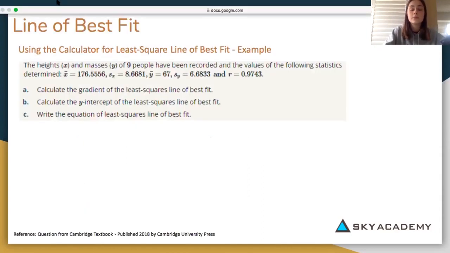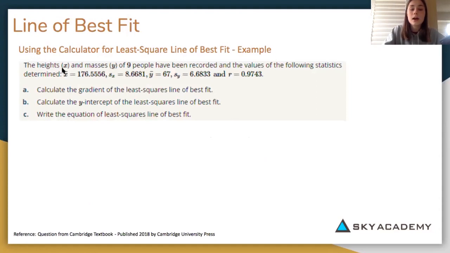Here's an example for this one. The heights X and masses Y of 9 people have been recorded, and the values of the following statistics determined. So here they have already given us the values, so we don't have to calculate them. We just need to remember our formulas. So calculate the gradient of the least squares line of best fit. So I'm going to do A down here, and if you remember, our gradient is our M, and our M equals R times SY over SX.